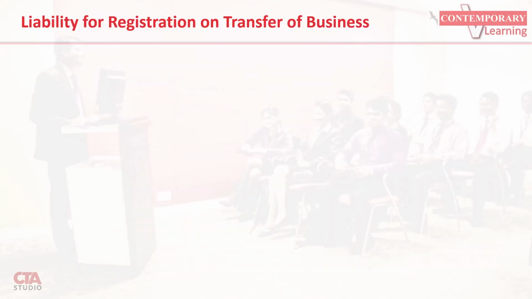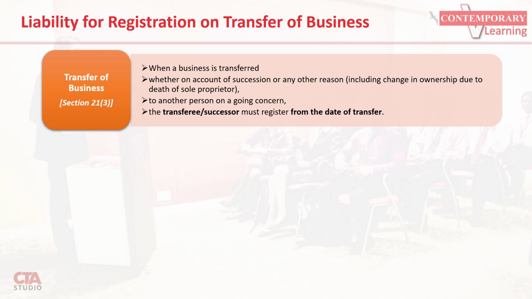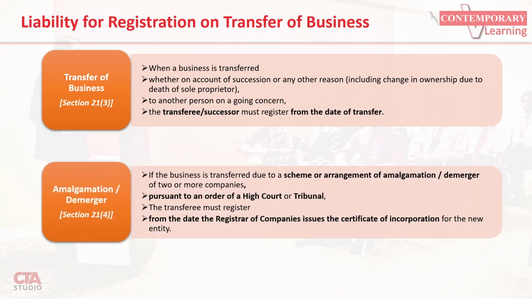Let me explain the registration liabilities that arise in business transfer scenarios, which are covered under Sections 21(3) and 21(4). For transfer of business under Section 21(3), when a business is transferred, whether on account of succession, like in case of death of a sole proprietor, or any other reason including change in ownership, to another person on a going concern basis, the transferee or successor must register from the date of transfer. This ensures continuity of GST compliance when business ownership changes.